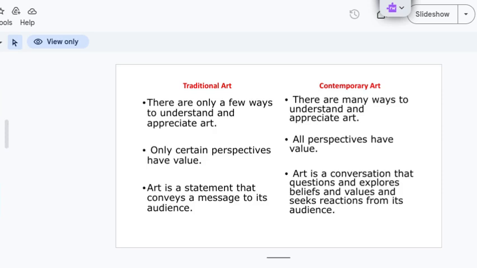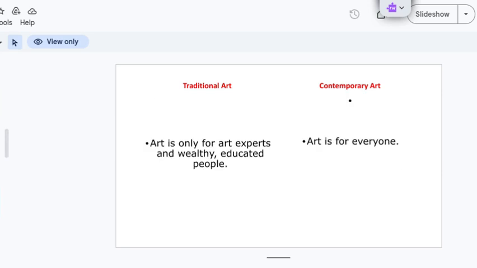Okay, almost done. Art used to be for art experts, the wealthy and educated people. It was very much just for the elite. Now, art is for everyone. And I hope that when we do this class, that's my focus. This is where I'm coming from. Art is for everyone. There's more than one way to make art. So with this in mind, we're going to do an idea board, and then I promise the rest of the semester I'll stop talking so much.